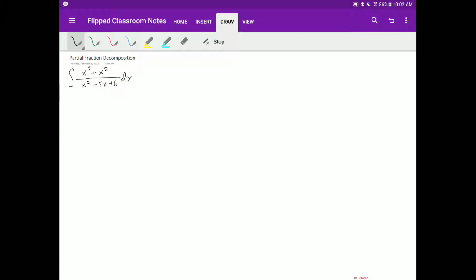So if we have x cubed plus x squared over x squared plus 5x plus 6, what does that mean? That means we're taking the numerator and dividing the denominator into it. Because the degree of the numerator is higher, we can decompose this. And so I'm just going to start over here. Let's write x cubed.